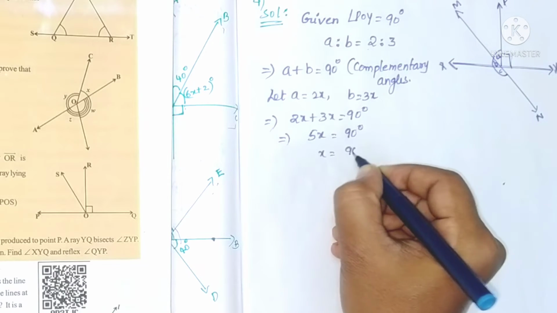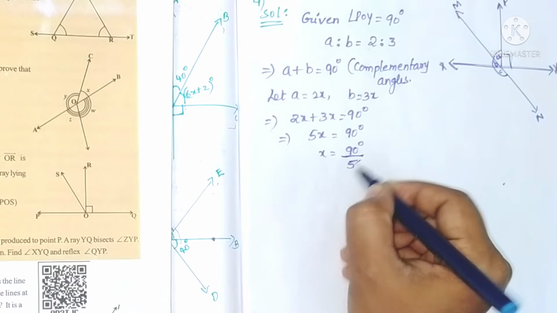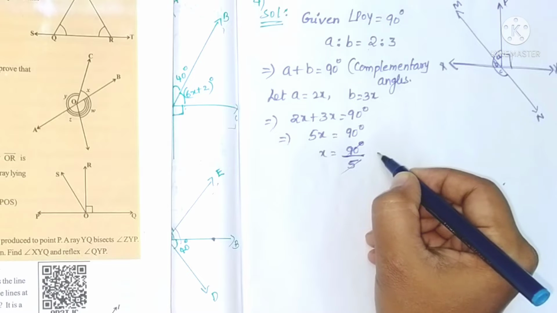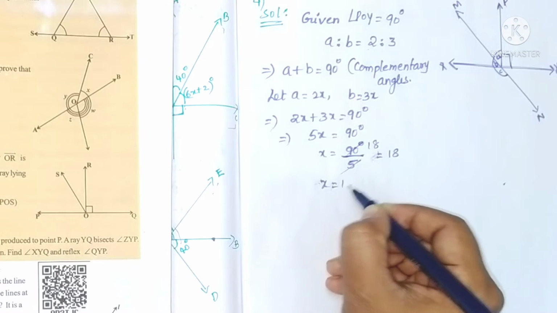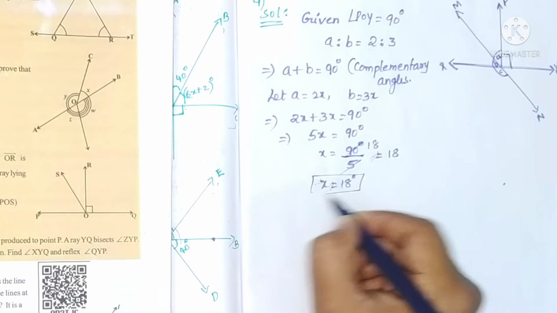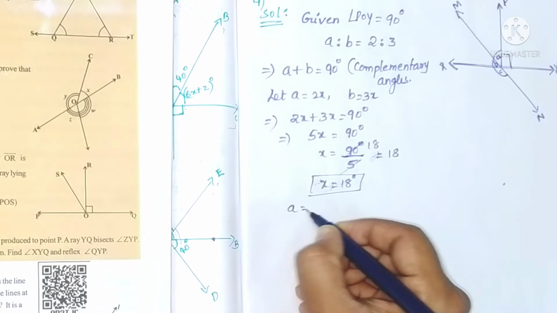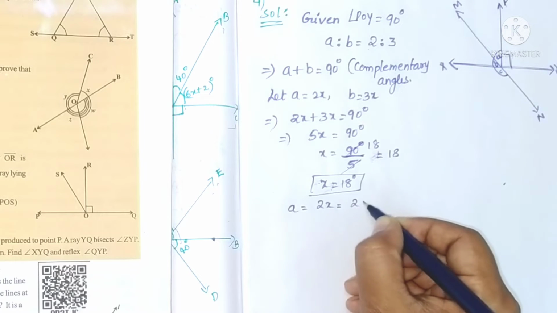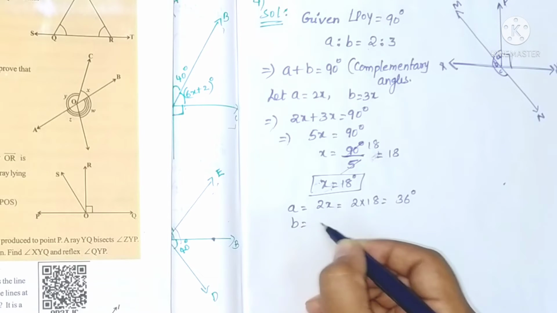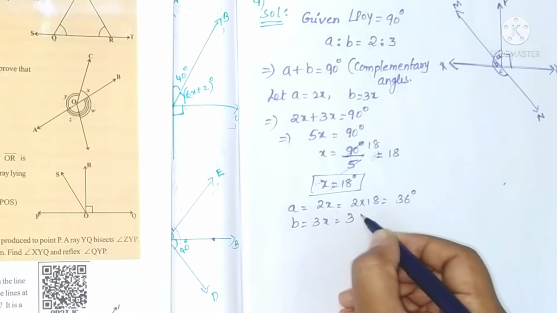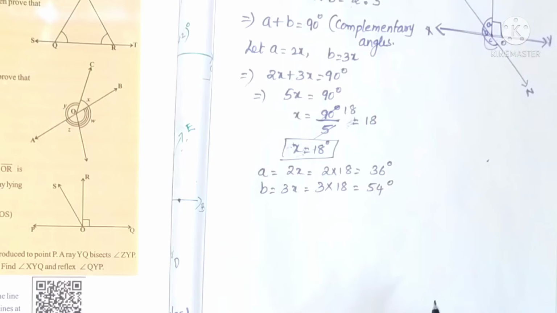2 plus 3, how much? 5x is equal to 90 degrees. Then x is equal to 90 degrees by 5. After cancellation, 18 fives are 90. So x is equal to 18 degrees. Now A equals 2x, which means 2 into 18, that is 36, and B equals 3x, so 3 into 18 is 54 degrees.